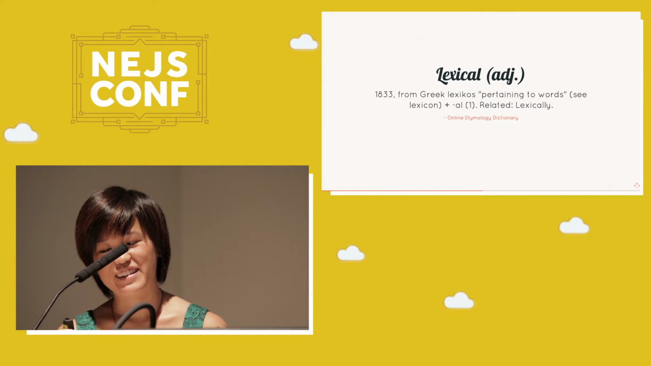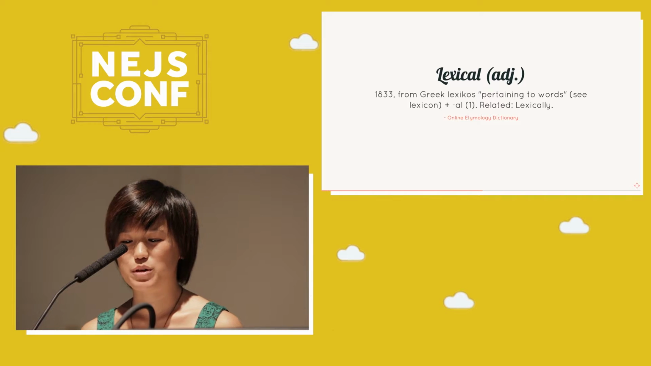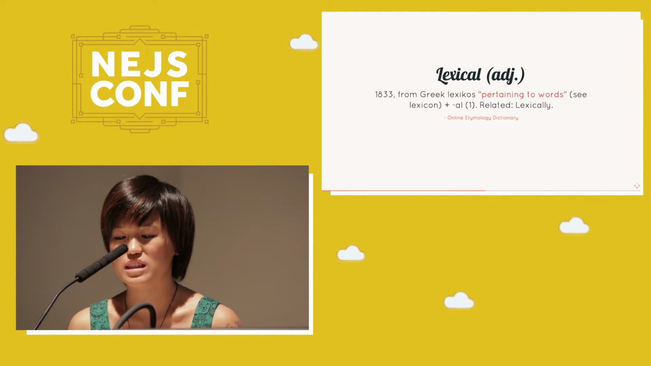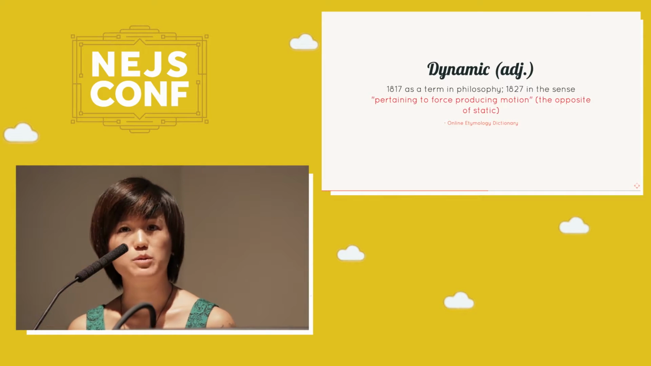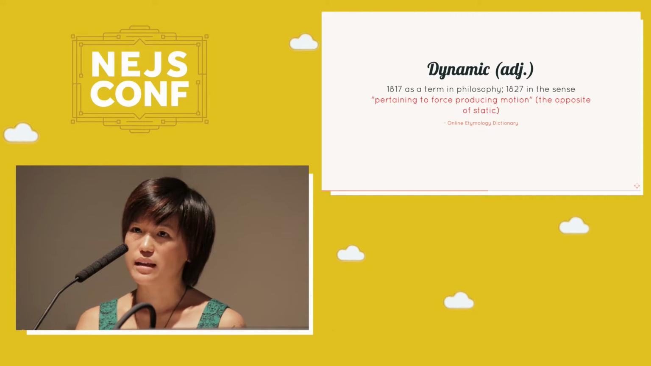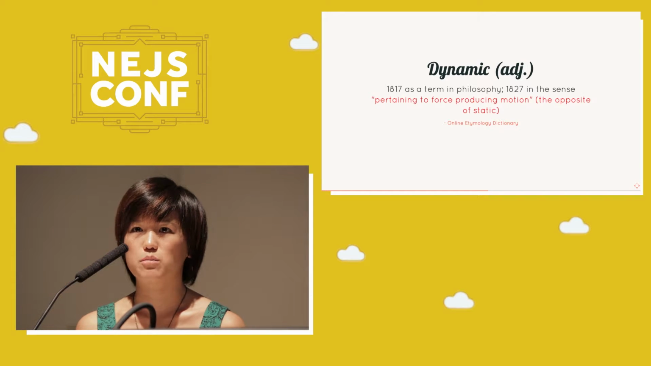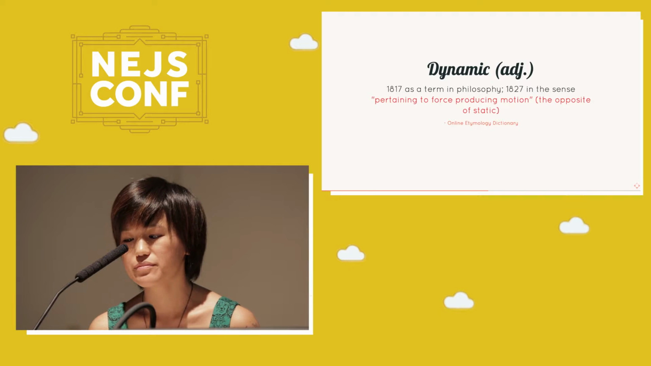All right, so back to the online etymology dictionary. I look up what lexical means, and we see that it's pertaining to words. I was like, huh, that doesn't really make any sense to me. So let's keep going. Dynamic is pertaining to force producing motion and the opposite of static. And when I read that, I was like, oh yeah, that's like that first definition where we saw lexical scope defined as static scope. So static scope, dynamic scope, they're kind of opposite to each other.